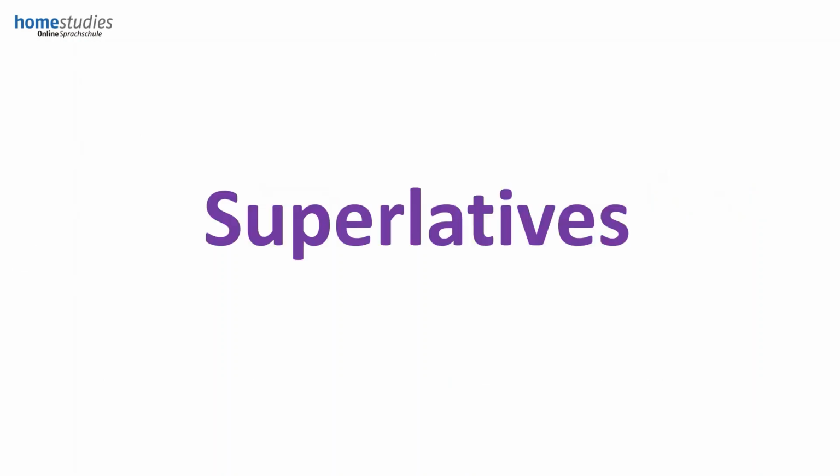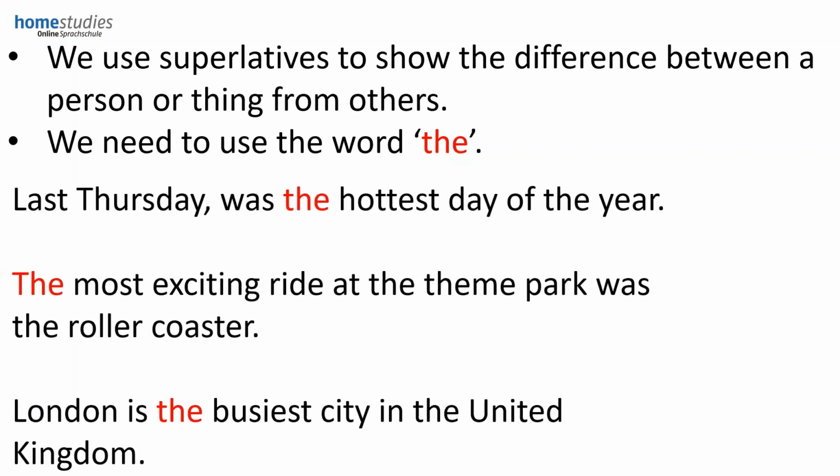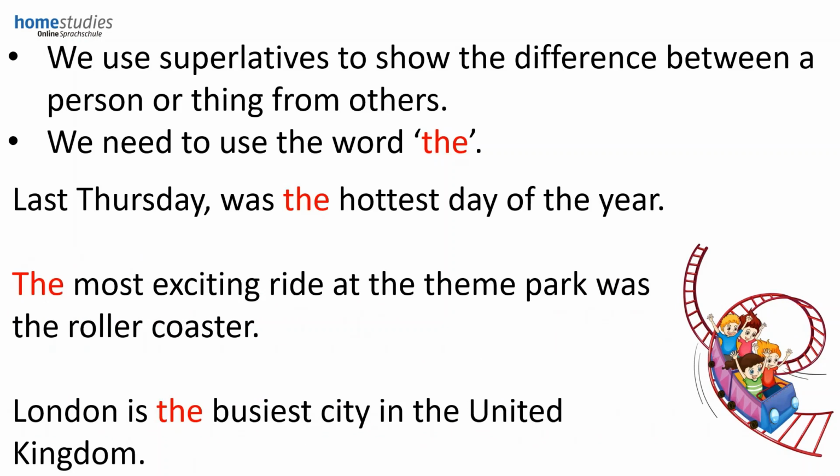Now, let's have a look at superlatives. So, we use superlatives to show the difference between a person or thing from others. And this time, we need to use the word the. Let's have a look at some examples. So, last Thursday was the hottest day of the year. The most exciting ride at the theme park was the roller coaster. And London is the busiest city in the United Kingdom.